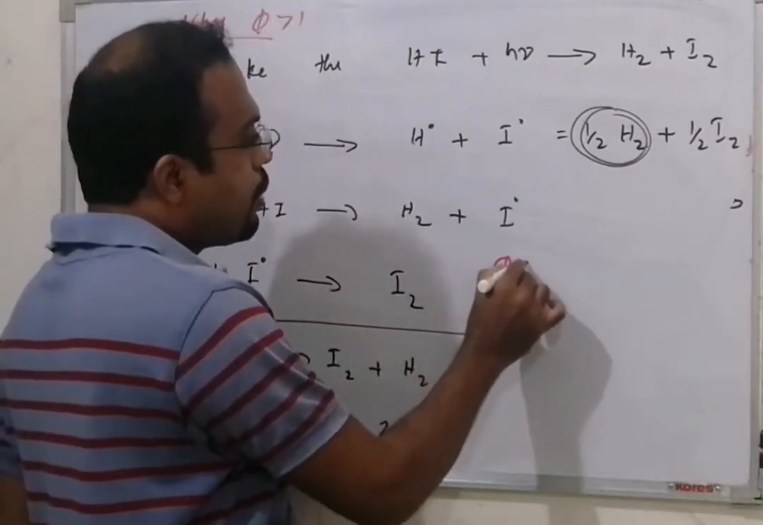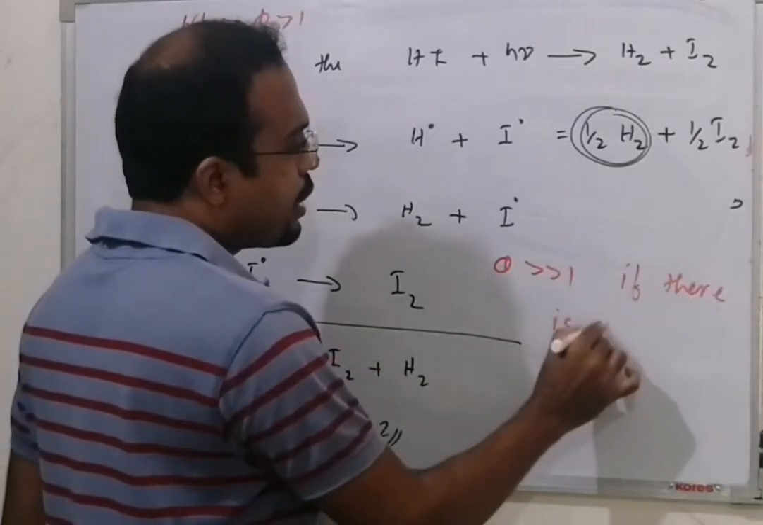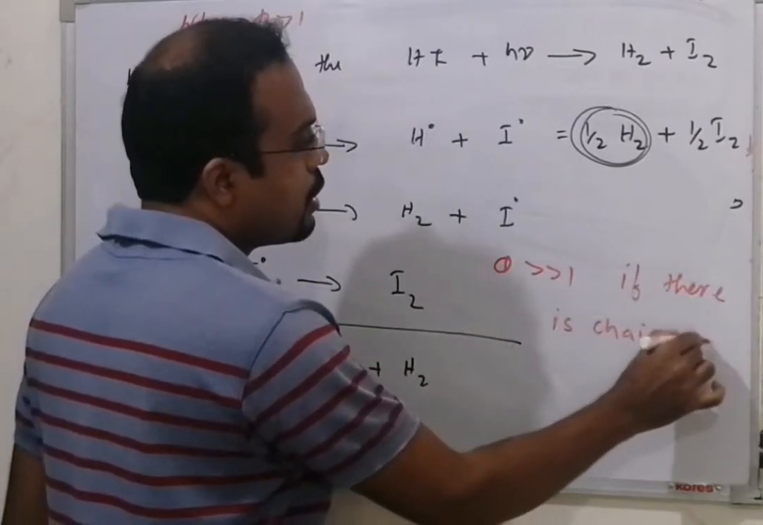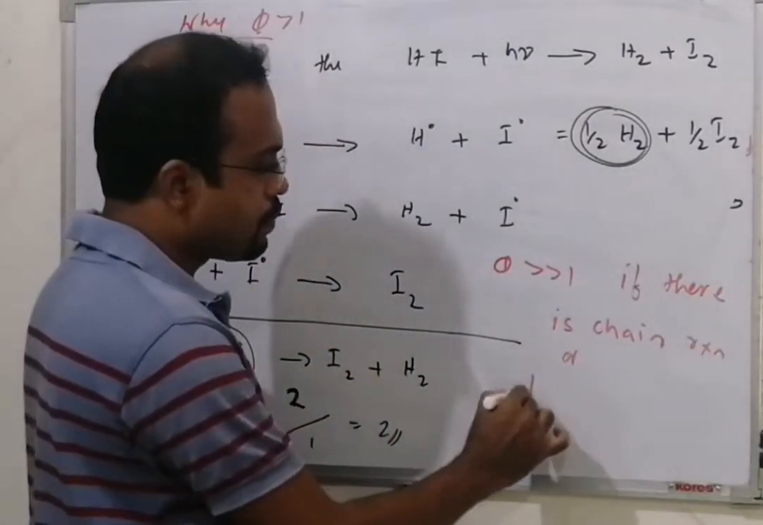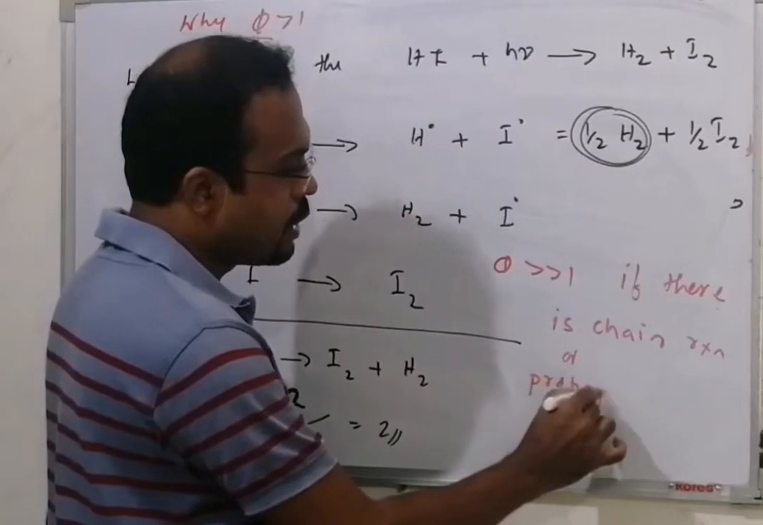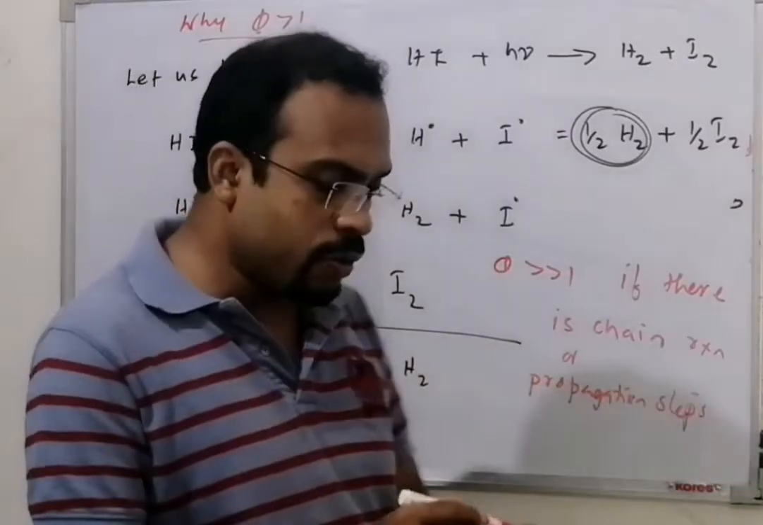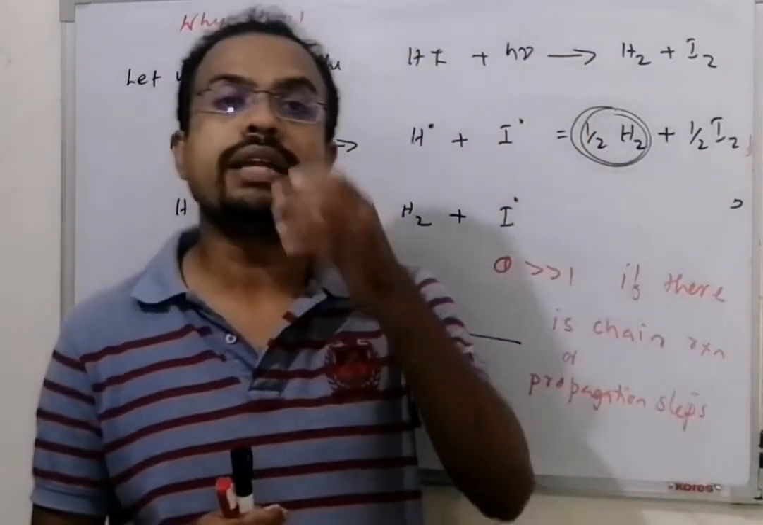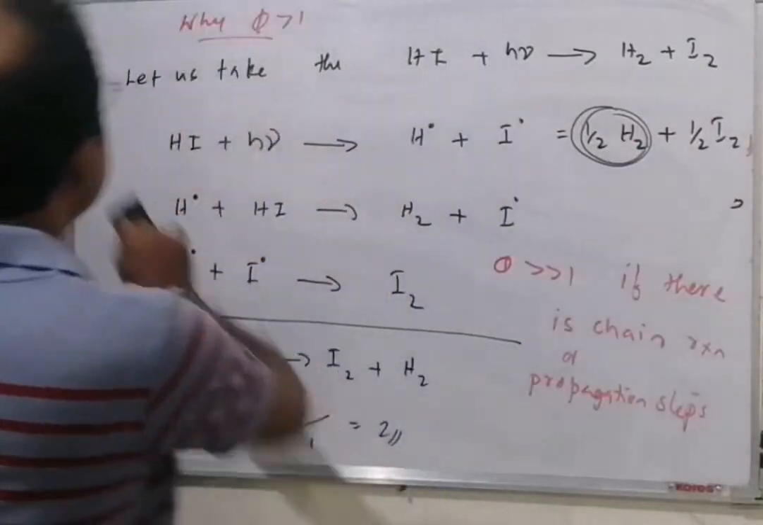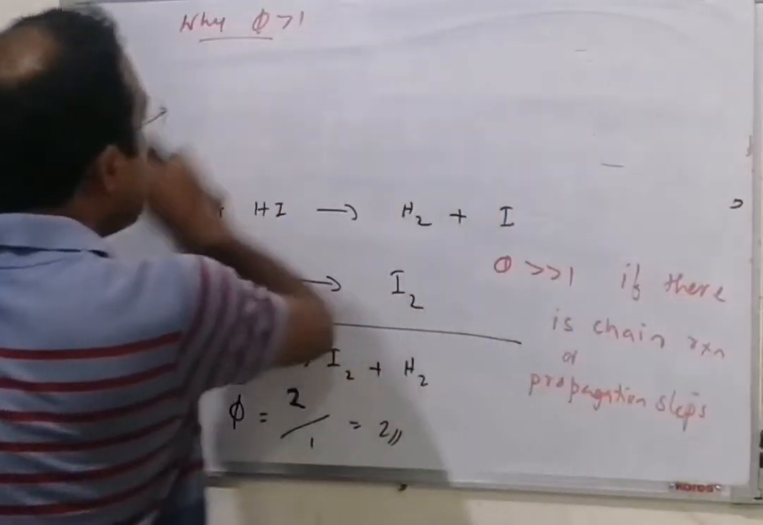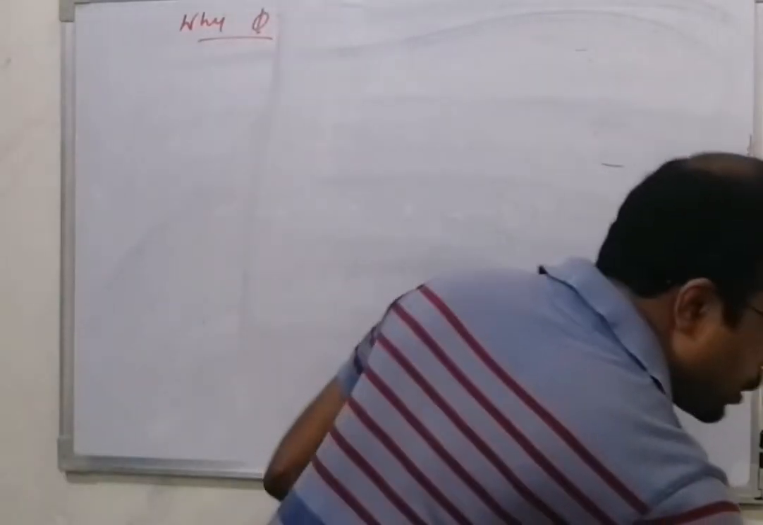The quantum yield will be greater than 1 if there is a chain reaction or propagation steps. Therefore, quantum yield will be greater than 1 if there is a chain reaction or propagation step. Now, why is quantum yield less than 1? Quantum yield is less than 1.